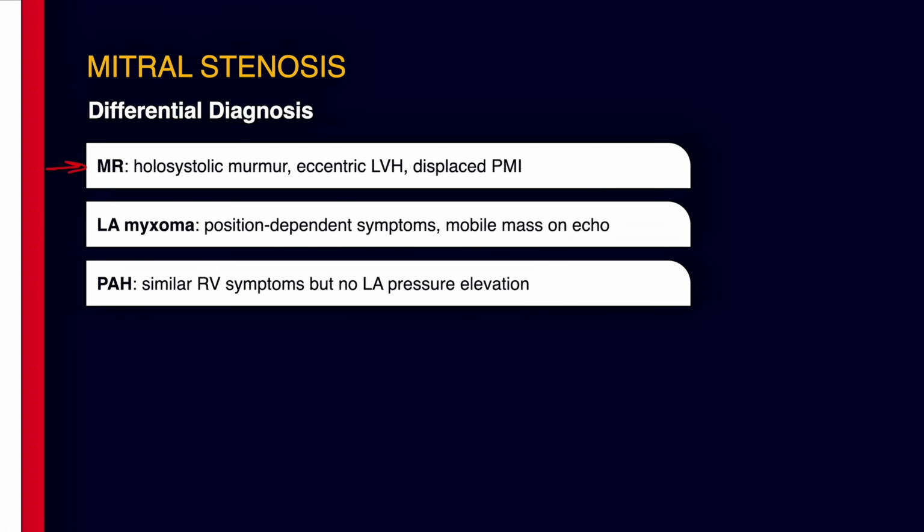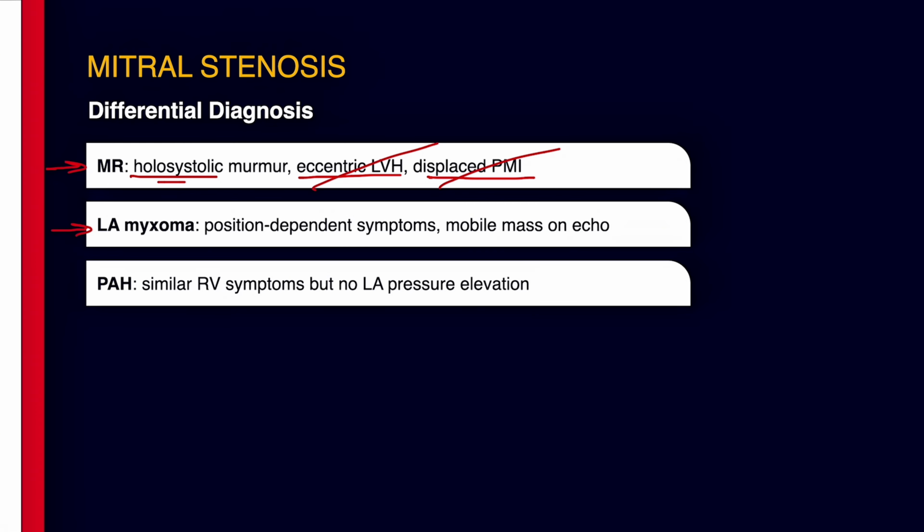But in MR, the murmur is holosystolic, not diastolic. It lasts throughout systole and is best heard at the apex, radiating to the axilla. Also, over time, mitral regurgitation causes volume overload, leading to eccentric LV hypertrophy and laterally displaced PMI, both of which are not seen in mitral stenosis, where the LV is typically normal. So if you hear a systolic murmur plus displaced PMI, think MR, not MS.